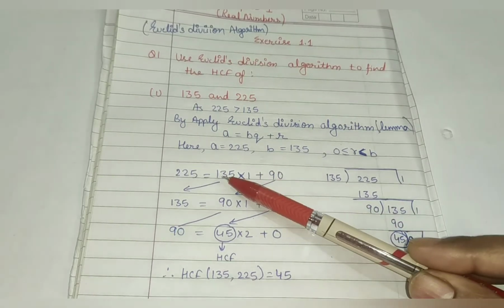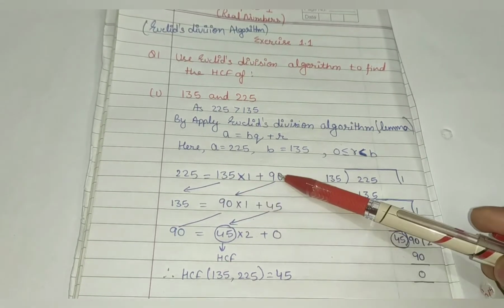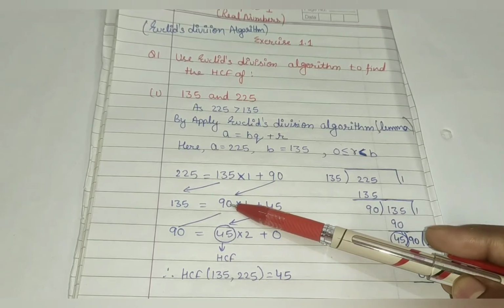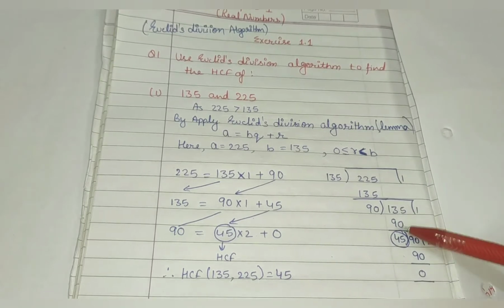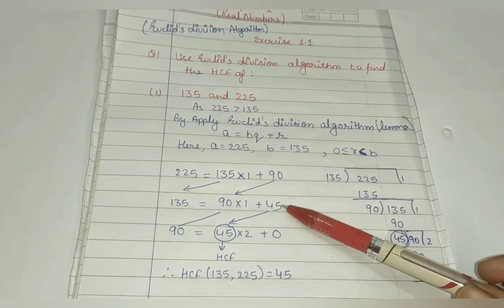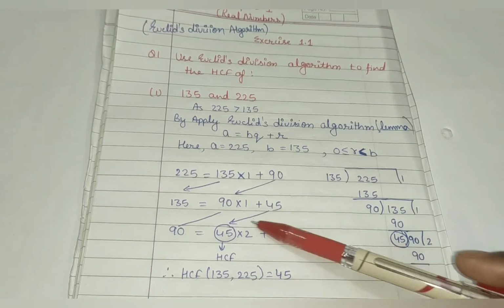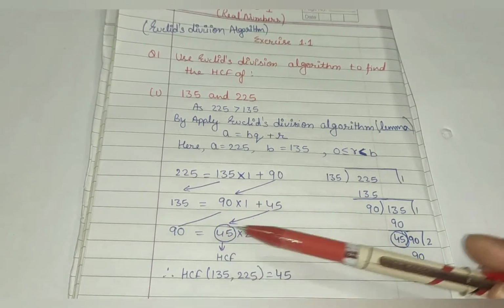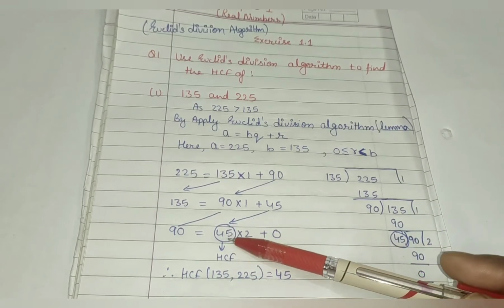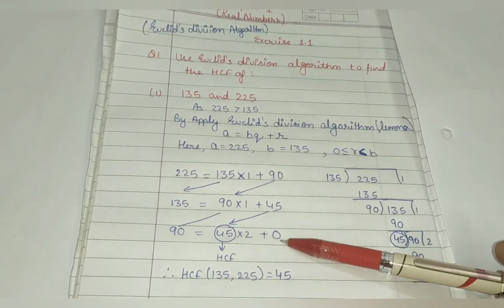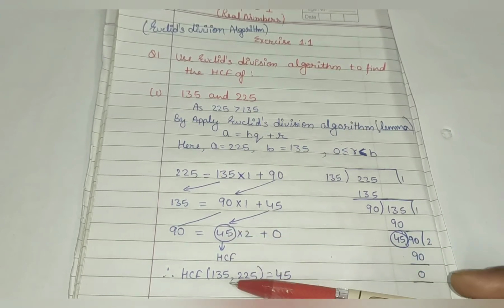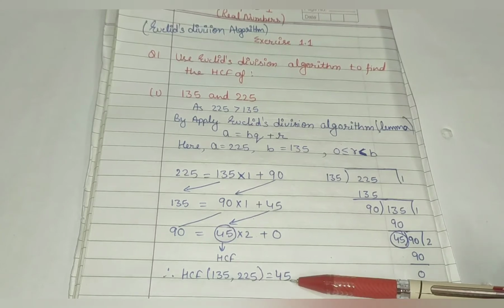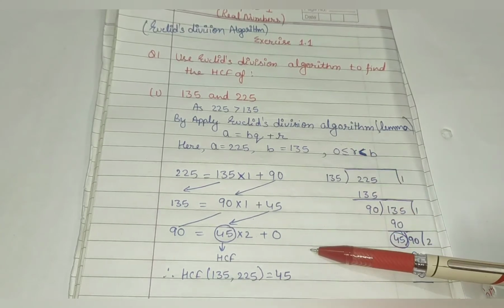Then in the second step, the divisor becomes the dividend and the remainder becomes the divisor. So the next step is, 90 ones are 90 and remainder is 45. It means 90 into 1 plus 45. Now the next step, the divisor becomes dividend, remainder becomes divisor, and 45 twos are 90 plus remainder 0. As we know, this last divisor is known as HCF. Hence the HCF of these two numbers is 45. In this way we can apply Euclid's division lemma in any question for finding HCF.